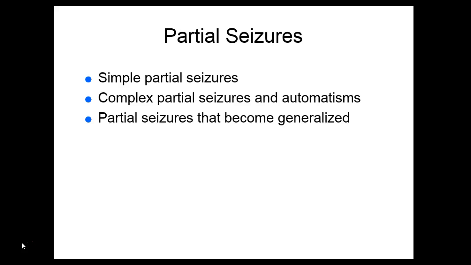Partial seizures can be unilateral, with involvement on only one side of the brain and activity only on one side of the body. You may see things such as automatisms. It's spelled A-U-T-O-M-A-T-I-S-M, automatisms, which are repetitive actions such as lip smacking.